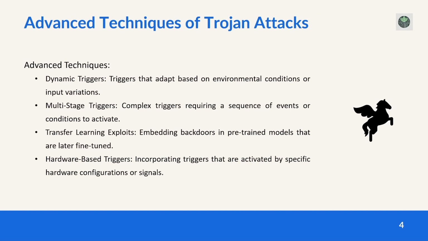So let's go through some of the more advanced techniques that attackers use to make Trojan attacks even more difficult to detect. Dynamic triggers adapt based on environmental changes or input variations, making them even harder to identify. Multi-stage triggers often require a specific set of conditions to be met before the attacker can activate them, which adds another layer of complexity to the attack. Transfer learning can also introduce Trojan backdoors, as pre-trained models may be used for fine-tuning and they might already contain hidden triggers within them. And lastly, hardware-based triggers rely on specific configurations or signals from hardware components, making these attacks deeply embedded and difficult to detect.